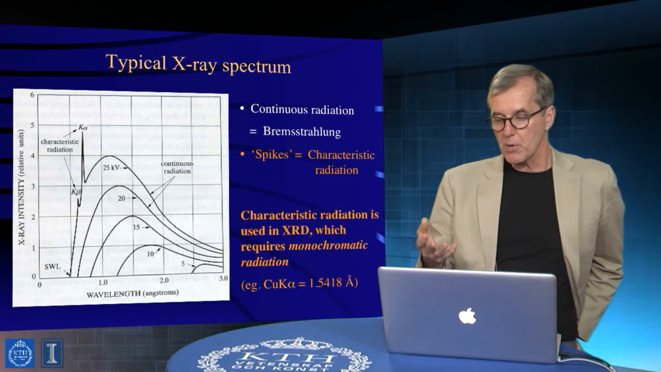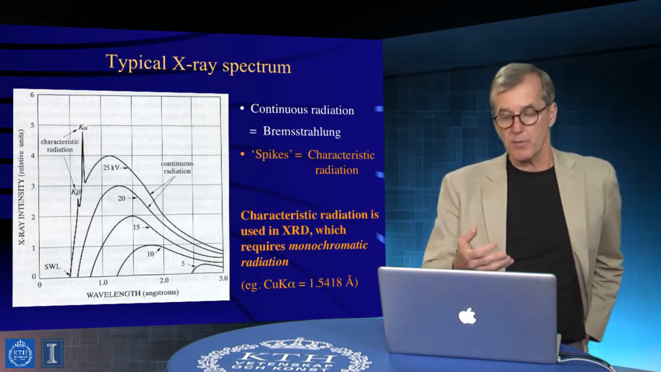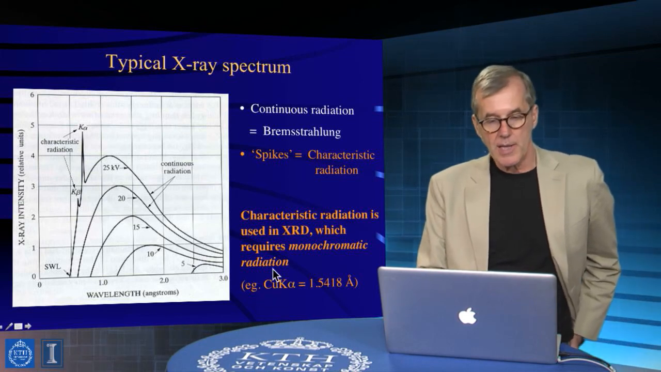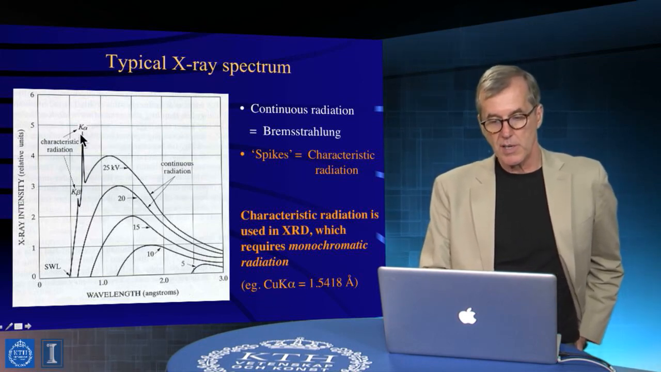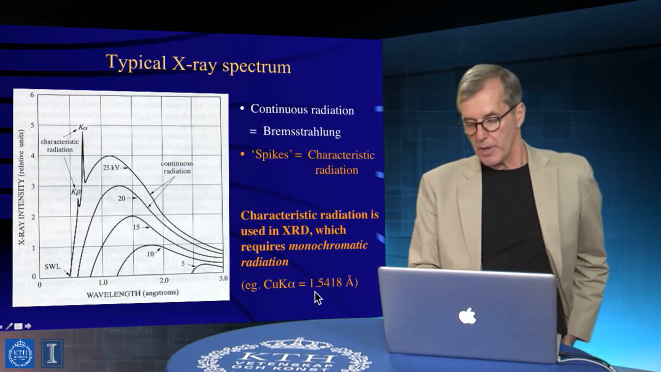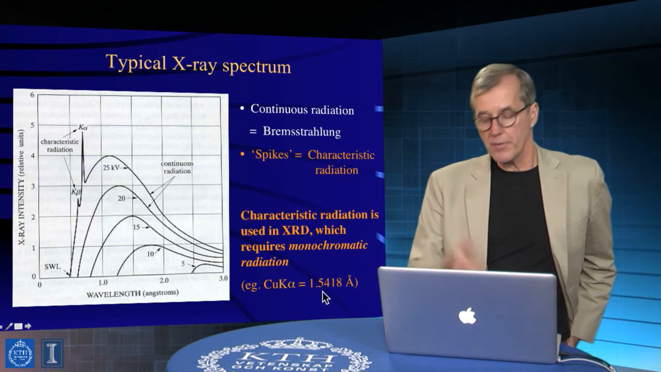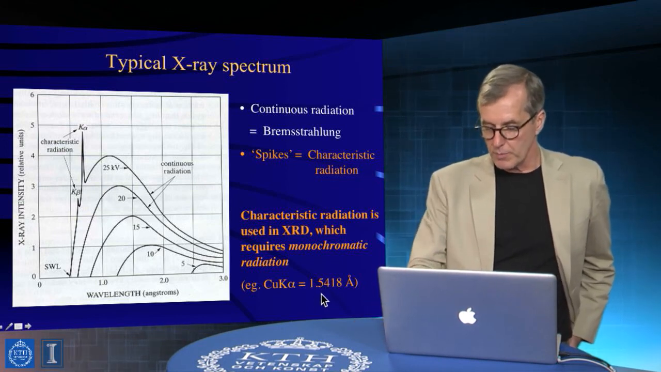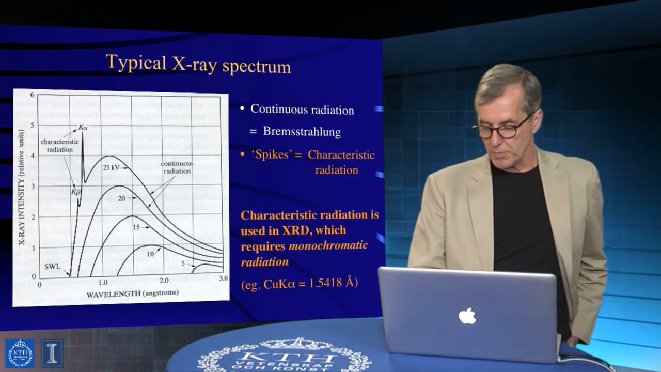So a typical XRD experiment might be done with a copper anode, and the line that you might use because it's intense would be copper K alpha, which has a wavelength that's appropriate for measuring interatomic distances, of the order of 1.54 angstroms.